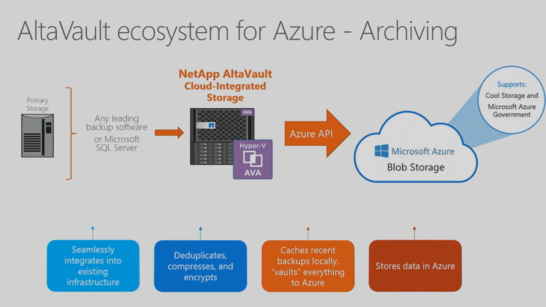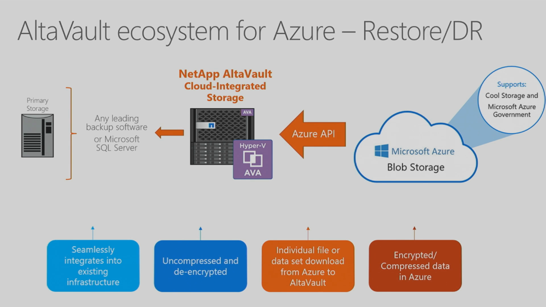AltaVault then compresses, encrypts, and deduplicates that data, storing it locally for some period of time based on the size of the AltaVault you have, and then immediately puts that data up into Azure, and it uses the standard Azure APIs. You can use either the traditional blob storage or the cool storage, or if you're in government, you can use the government systems. So very efficient in terms of getting the data archived immediately up into Azure.